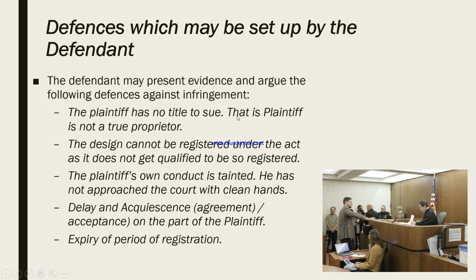Now there are certain defenses available on the other side. So the defendant can also set up the following defenses. The defendant may present evidence and argue that the plaintiff has no title to sue. The plaintiff is not a true proprietor. The design cannot be registered under the Act as it does not qualify to be registered. The plaintiff's own conduct is tainted. He has not approached the court with clean hands. Delay and acquiescence: the plaintiff himself has agreed to the infringement. Then expiry of the period of registration. If the period of registration has expired, the plaintiff does not have any right to claim protection against copying or violation of the design.